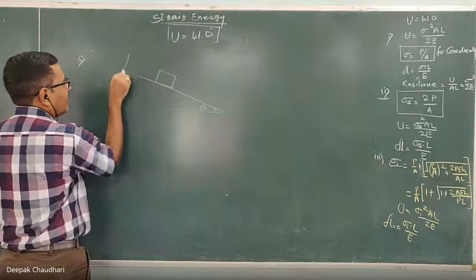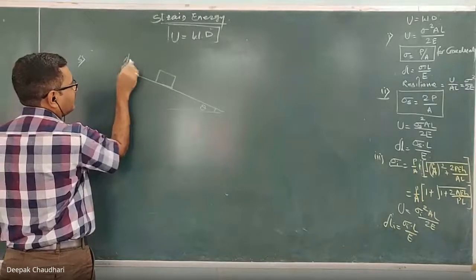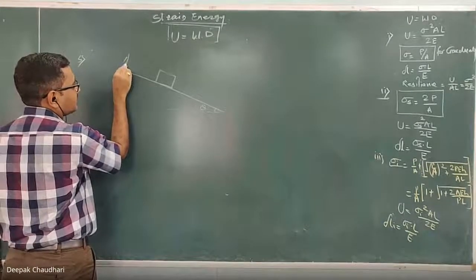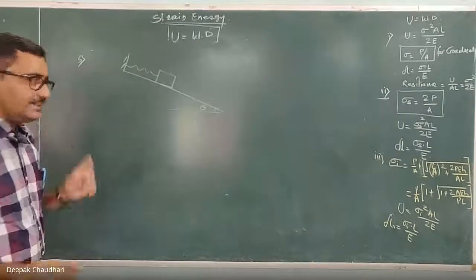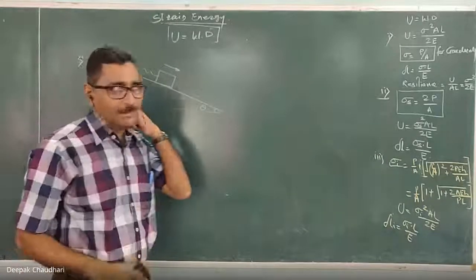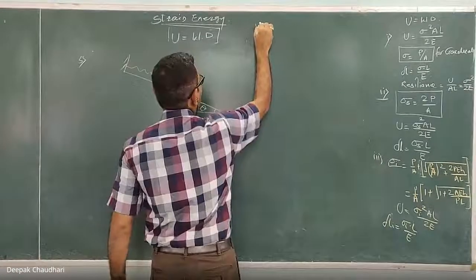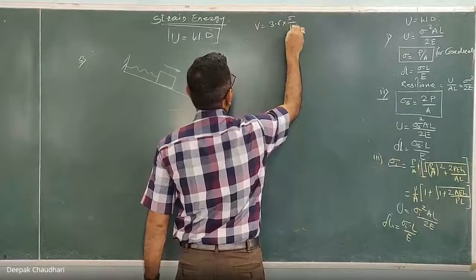Here one wire is connected to this wagon, and one end of the wire is fixed to some rigid support. Initially this wire is loose. This wagon is moving with a speed of 3.6 kilometer per hour, which means the velocity of this wagon is 3.6 into 5 by 18.